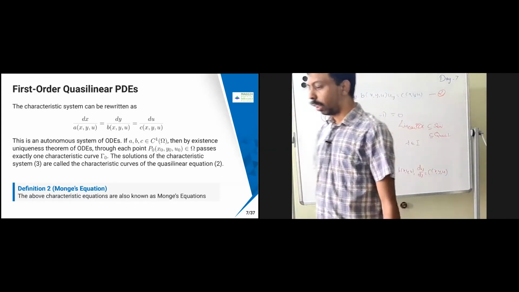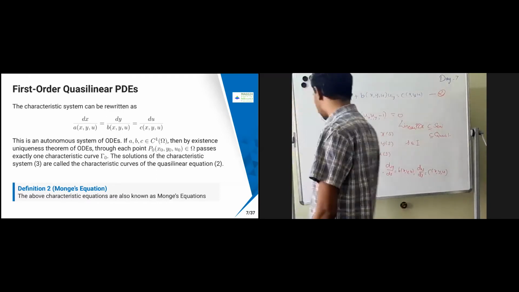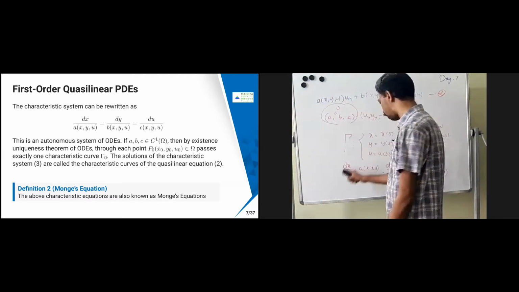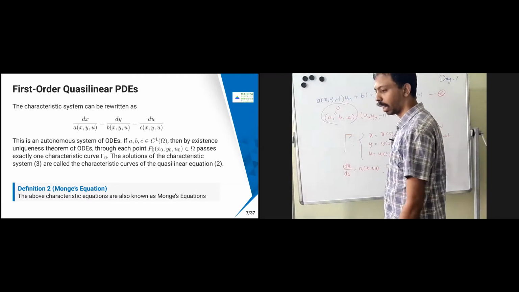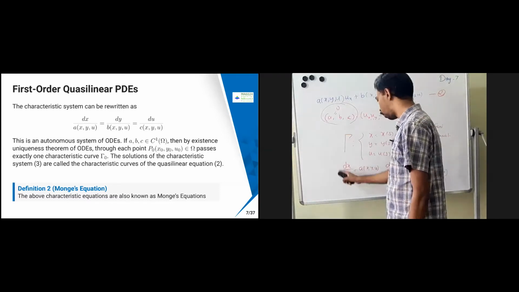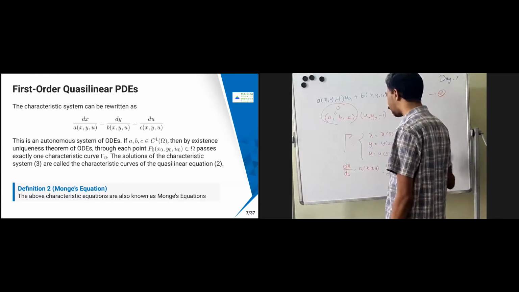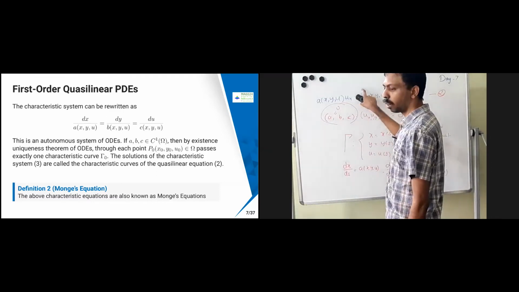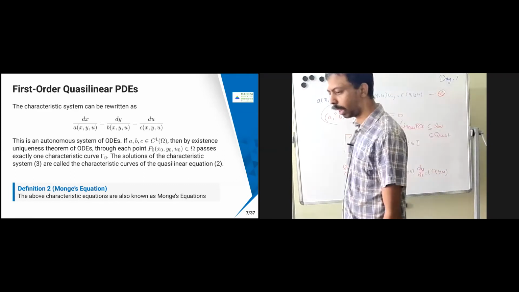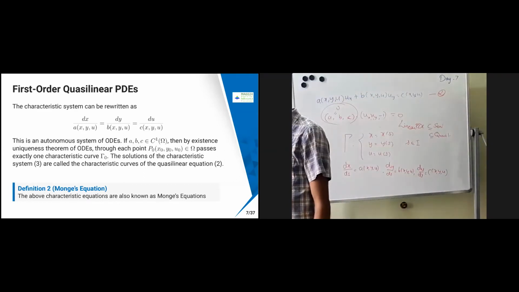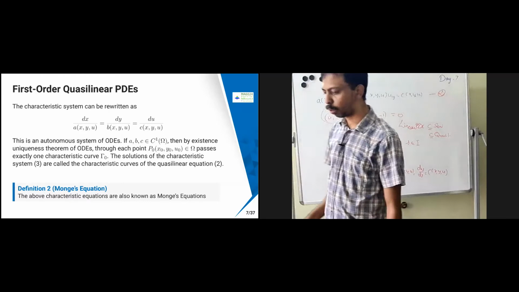So the solution of this characteristic system is called the characteristic curves of the quasi-linear case. Whatever solution you get for this characteristic system, that is called the characteristic curves for the given PDE. Any questions? Okay, let's go to the next one.